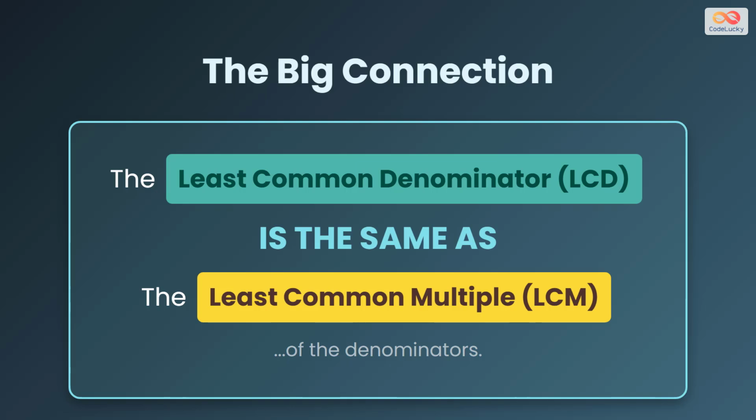Here is the most important concept to remember. Finding the least common denominator, or LCD, is exactly the same process as finding the least common multiple, or LCM. The only difference is that we are working with the denominators of our rational expressions.